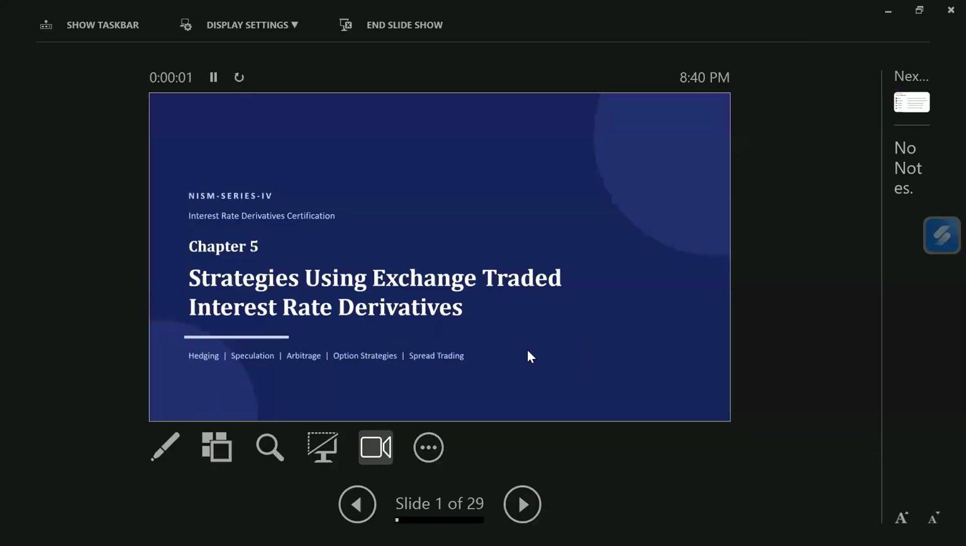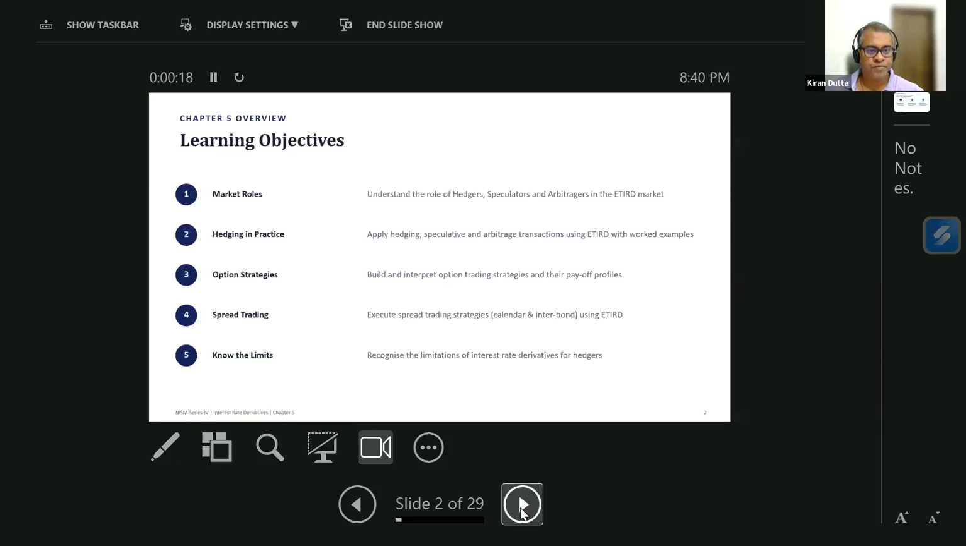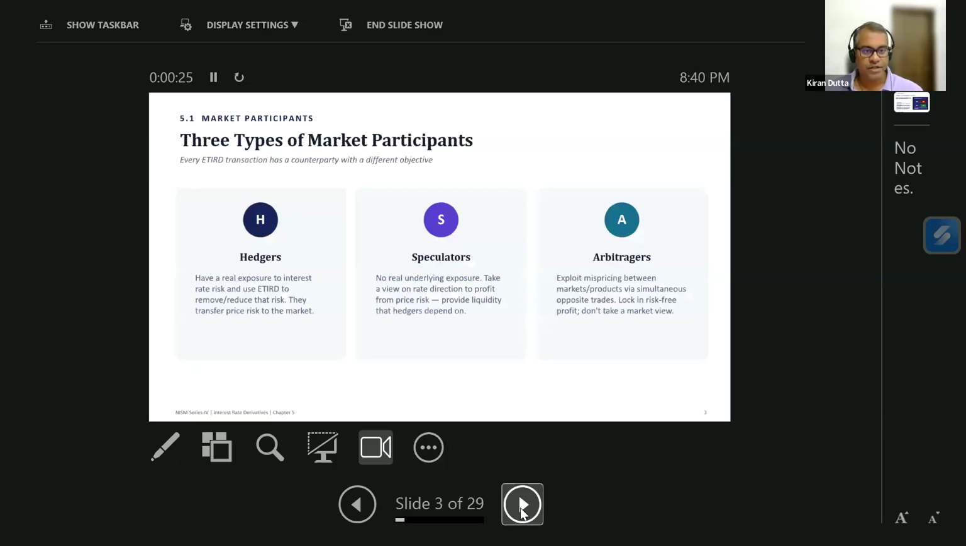Any questions? Options also can be played in interest rate, right? It can be, yes. We'll go through this, I think I have some examples. I'll upload this also, so you can go through this. Let's quickly scan through this.